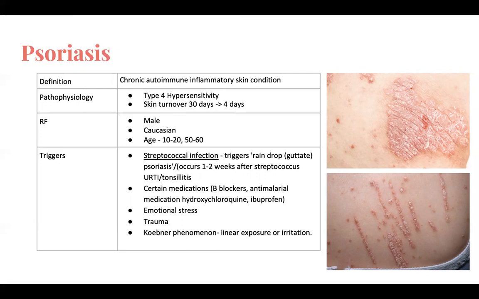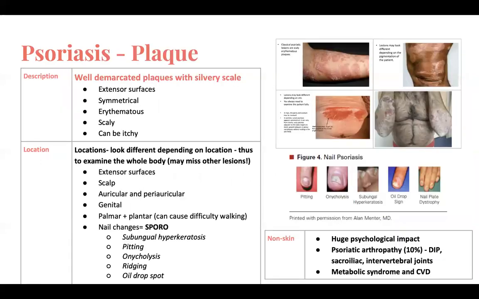There's also the Koebner phenomenon. After injury or irritation, like in this picture with the scratch marks, that can also predispose to psoriasis. So the classic description of psoriasis is well demarcated plaques of silvery scale.